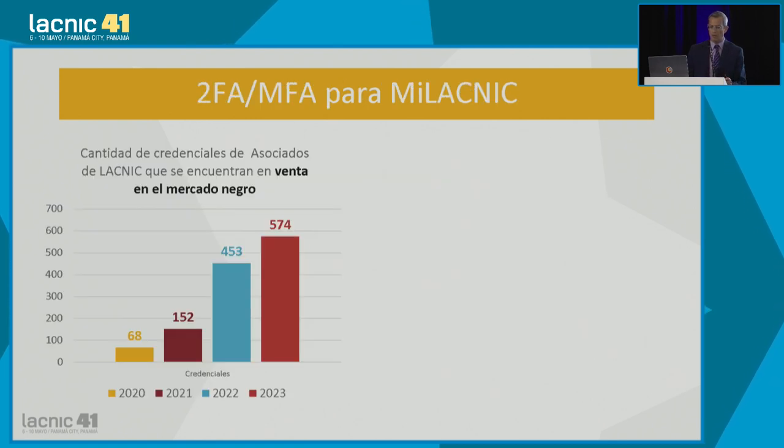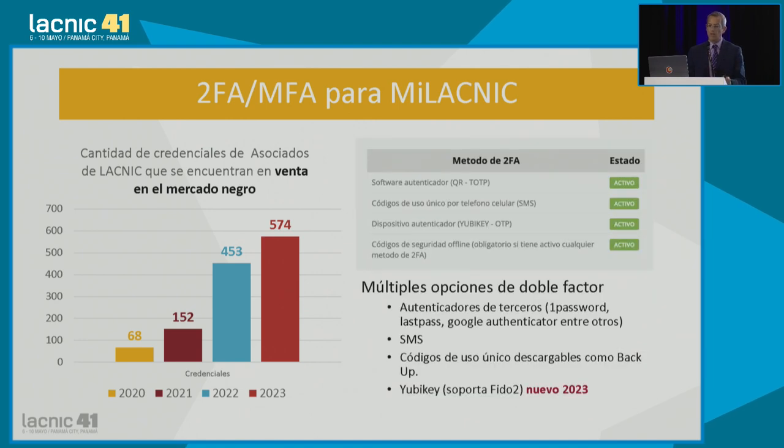One of the other things that we saw yesterday that was presented by some of my colleagues in the morning, namely Graciela and Alfredo, has to do with the evidence of more than 500 of your credentials being sold in the market. So it's important to pay attention to the authentication mechanisms and to use a two-factor authentication system at MILACNIC in order to prevent your networks from being compromised.